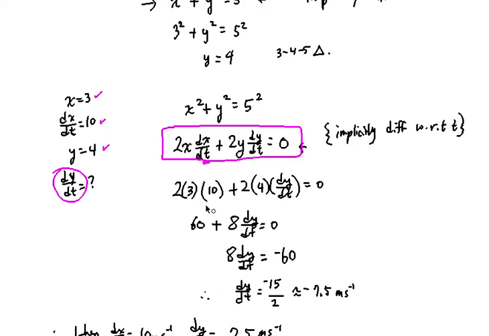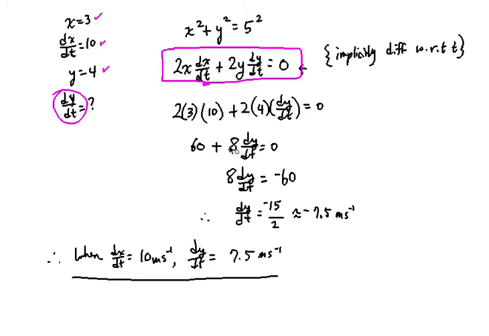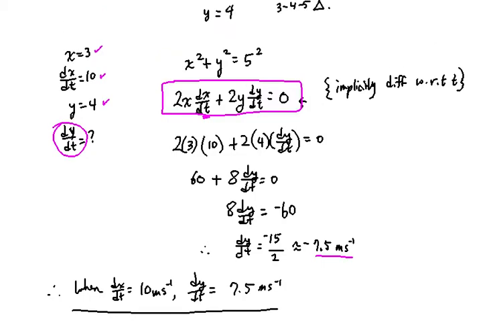So I solve this equation, I simplify, that becomes 60, that becomes 8 times dy/dt, and 8 dy/dt is negative 60. I divide both sides by 8. I end up with dy/dt equals negative 7.5. And our units are going to be in meters per second, right? Meters per second. So to answer the question, when the rate of change of x is 10 meters per second, the rate of change of y is going to be negative 7.5 meters per second.